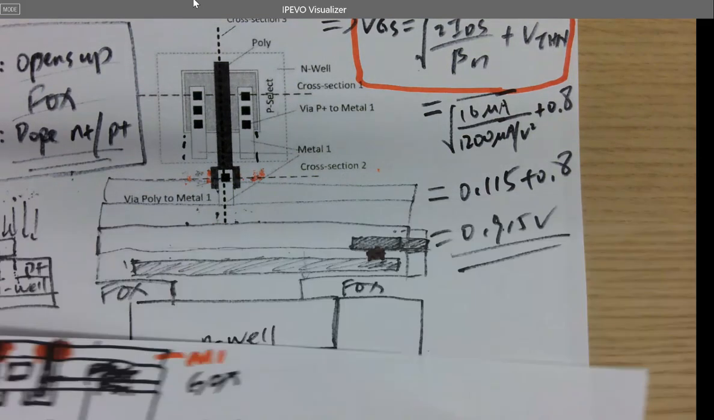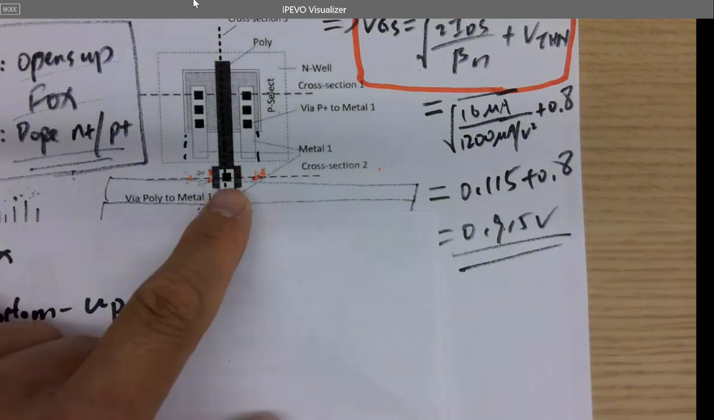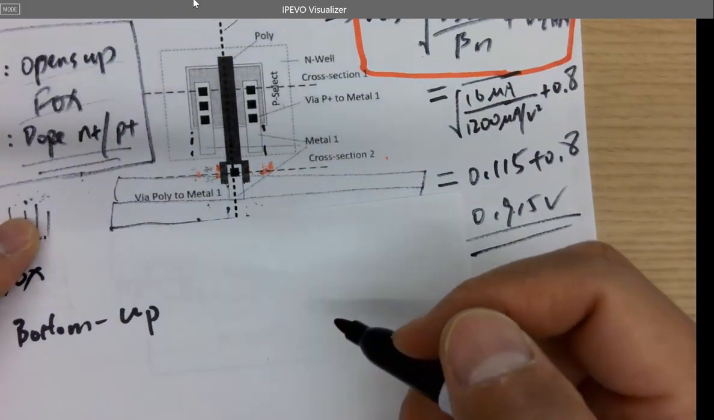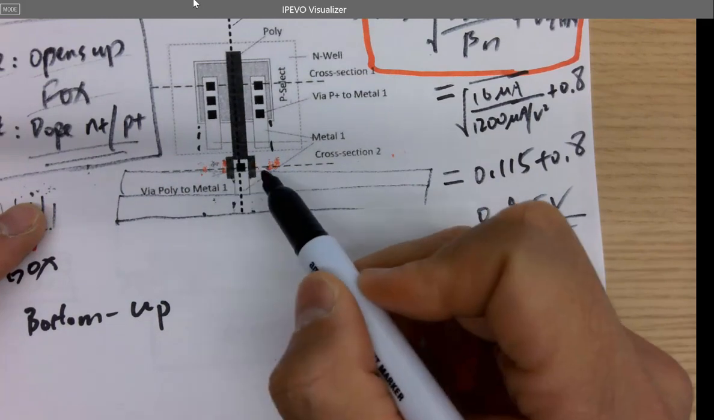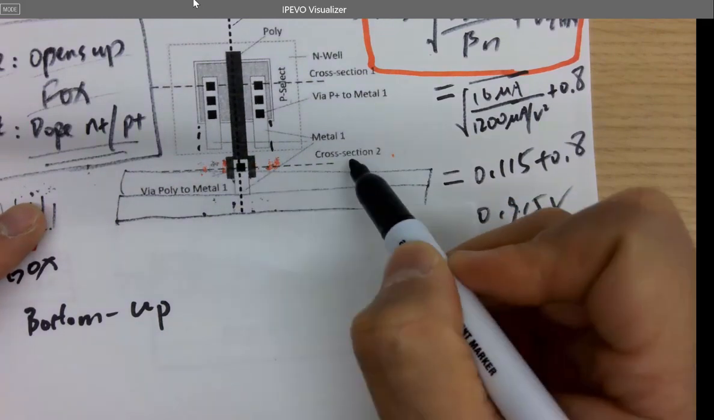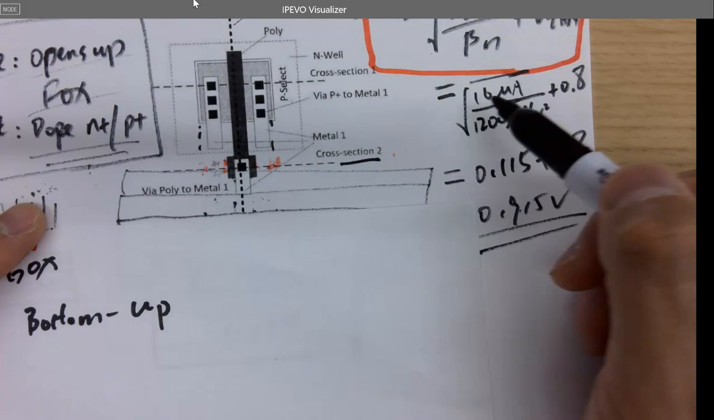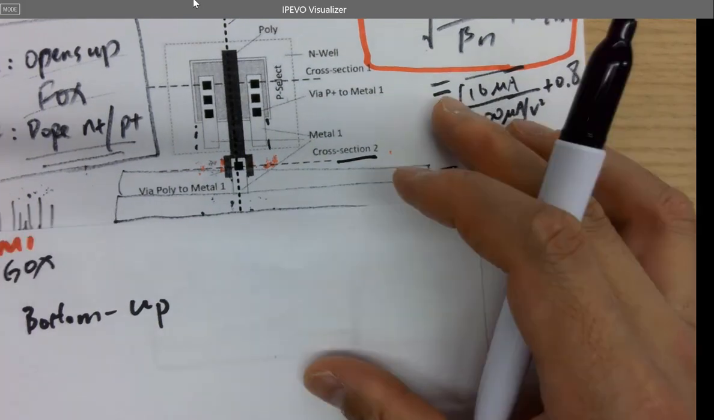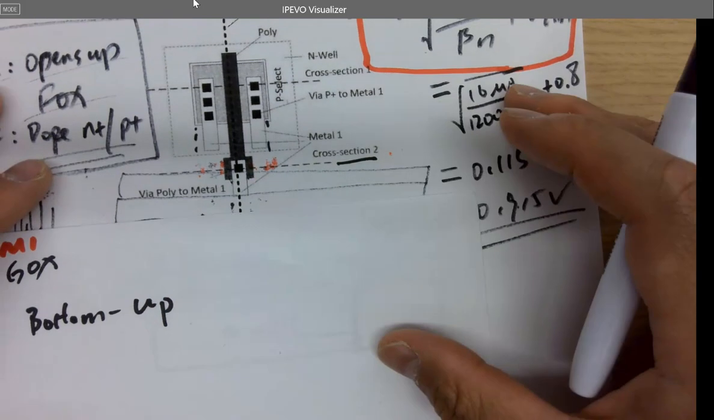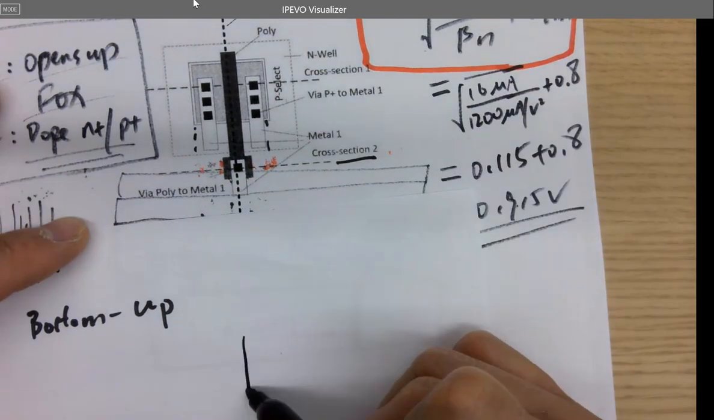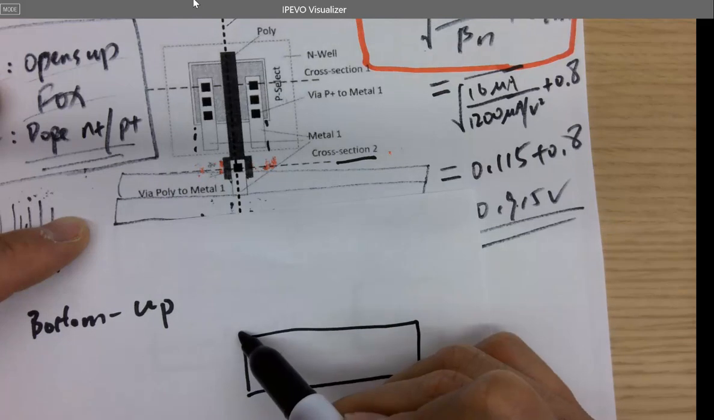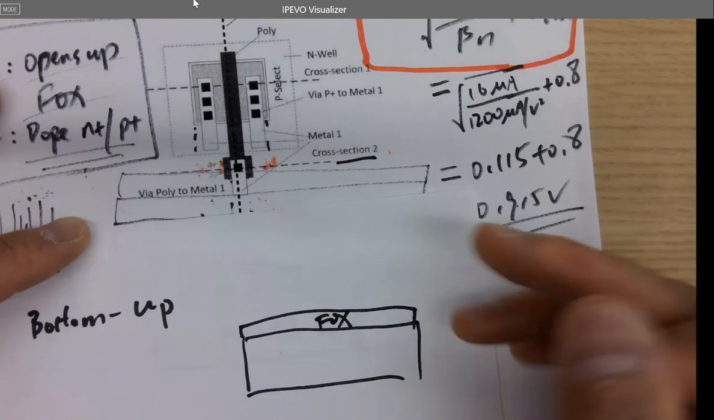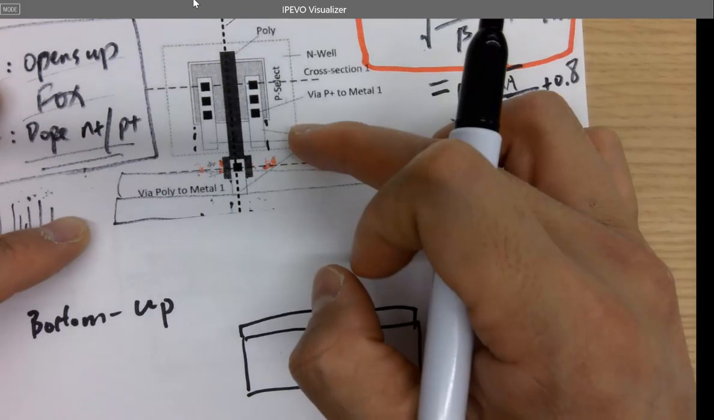Okay, what about number 2? That's an easier one. So in number 2, do we have a P select or P active? For this one, do we have anything in there? No. So should we have an intact FOX or a FOX to be opened up? Yeah, you have an intact FOX, right? Top. Do you have a well? No, it's outside of the well.